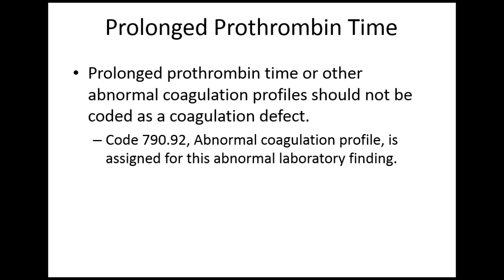Prolonged prothrombin time or other abnormal coagulation profiles should not be coded as a coagulation defect. If the patient is receiving coumadin therapy, however, a prolonged bleeding time is an expected result, and therefore code 790.92 is not assigned. Note also that coumadin is not a circulating anticoagulant. It induces anticoagulation through other mechanisms.